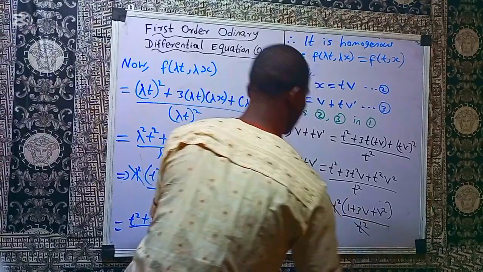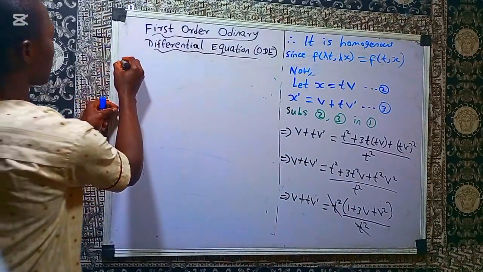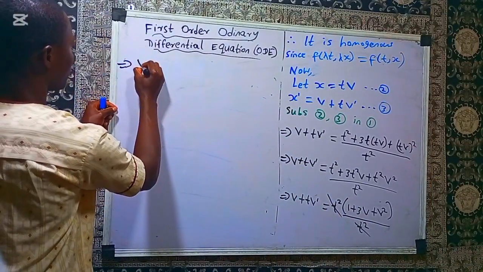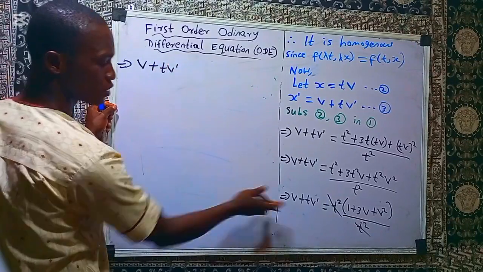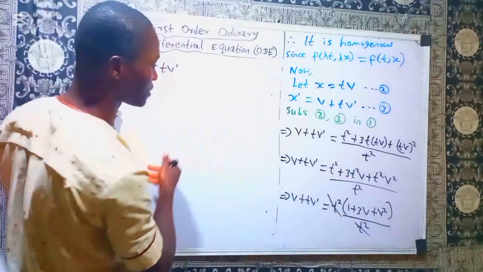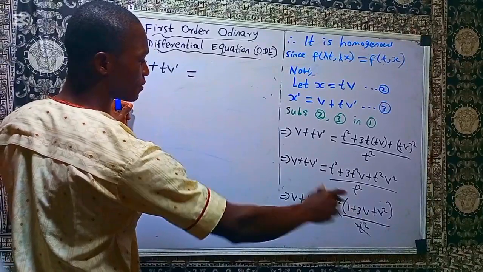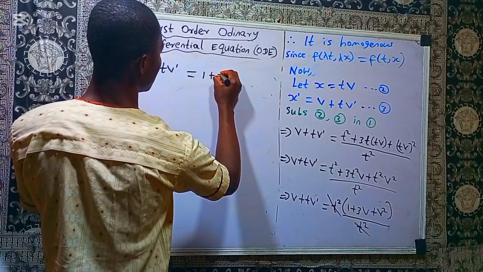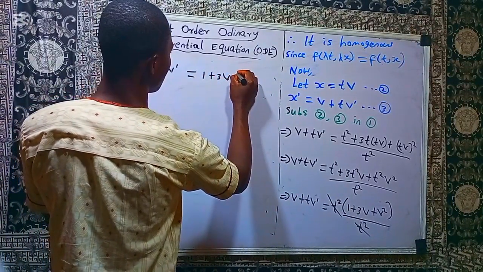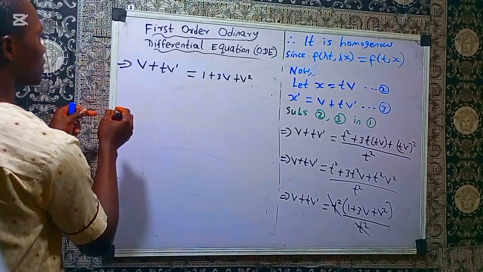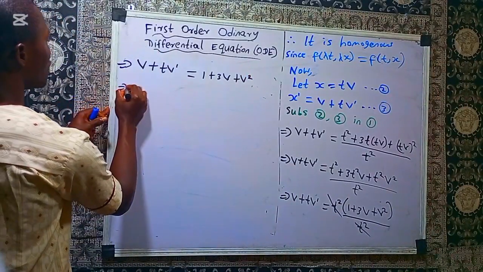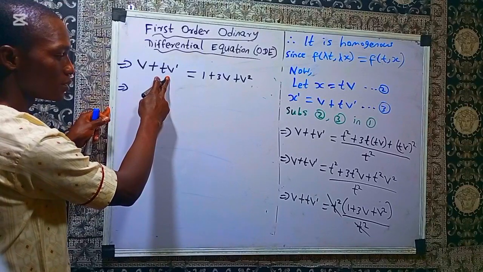So clearly they will get cancelled. What will you have? This implies that v plus tv prime, which is what we'll have at the left hand side, is equal to, what will we have at the right now? 1 plus 3v plus v squared. Well, that's what we have. This implies what?